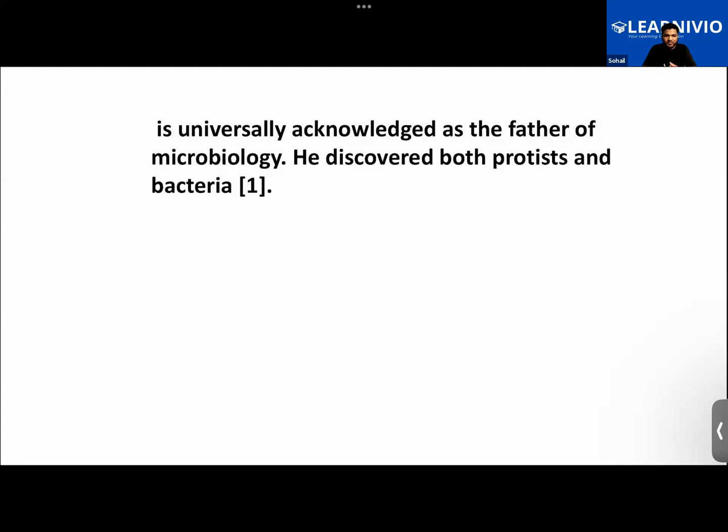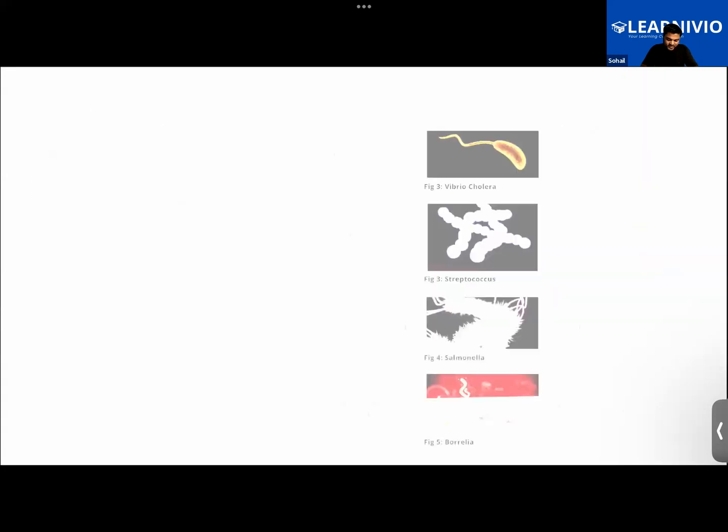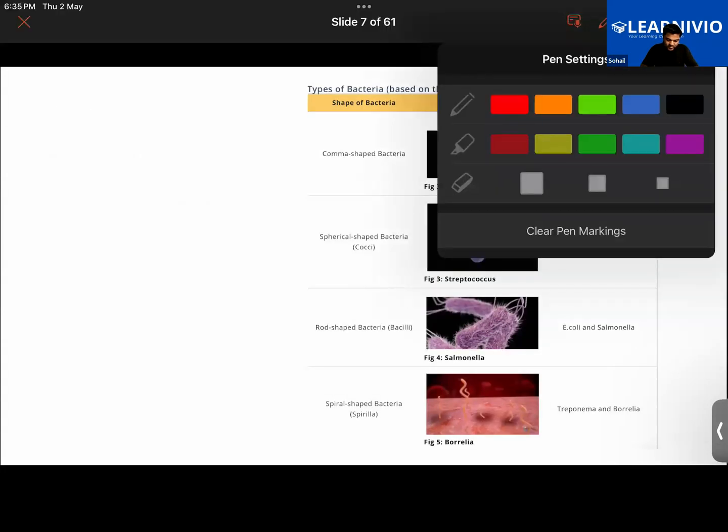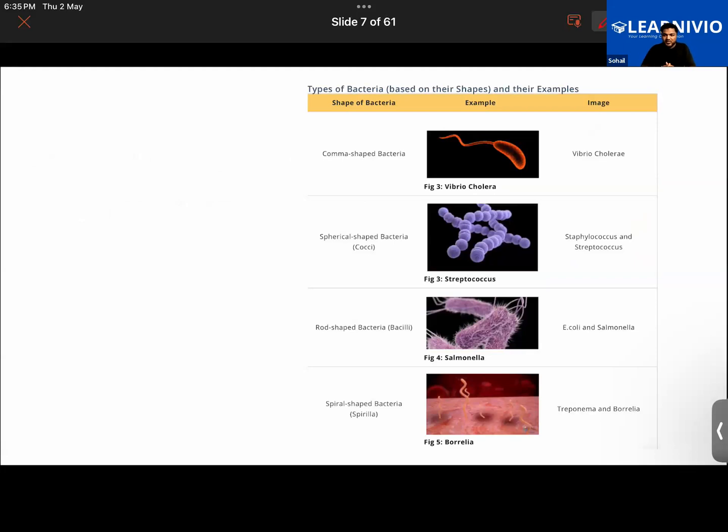Of their shape. On the basis of the shape, namely it is 3. Sometimes you can find 4 also, but namely it is 3 actually. Look at the given image over here. You have different types of bacteria, like spherical shaped bacteria can be found here.